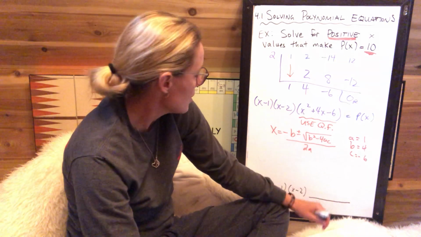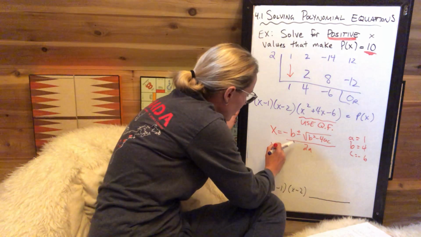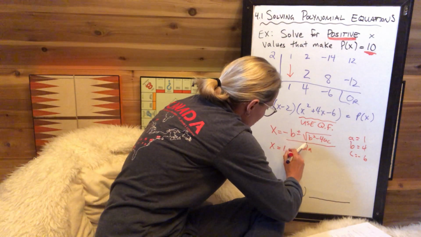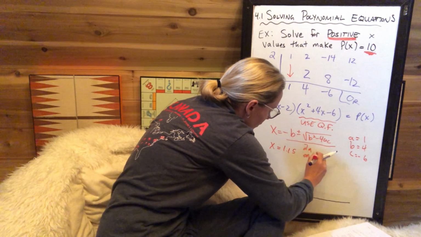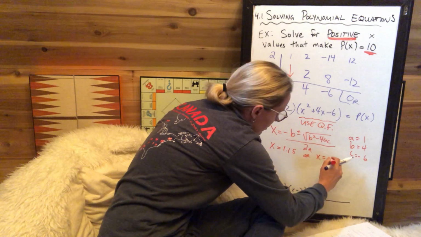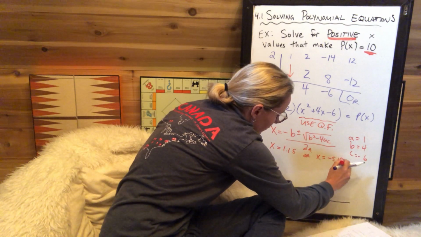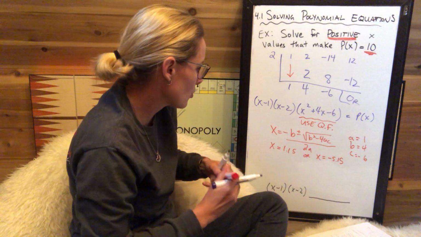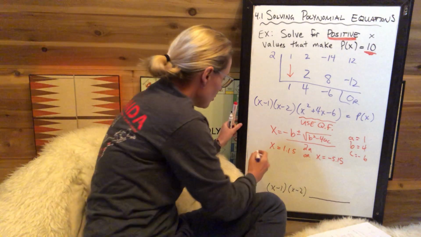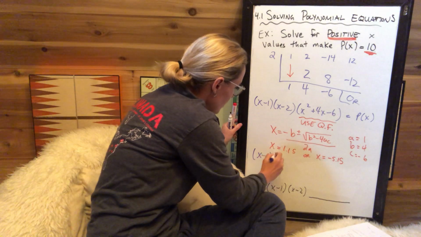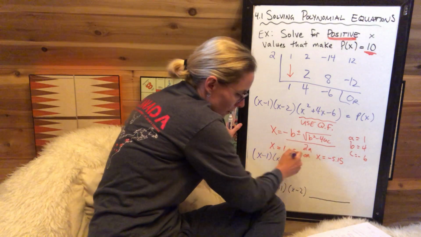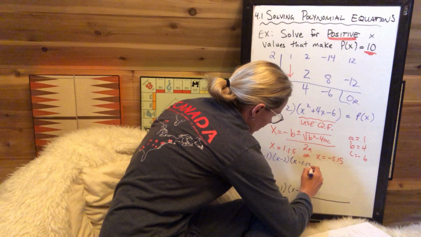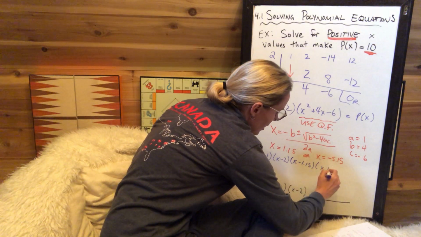It's grade 10 math. So when I plug these numbers in, I'm not going to write it all out, you will get two different answers for x. You will get x equals 1.15, and you will get x equals negative 5.15. So if you're looking for the total of what this equals, we're back here: x minus 1, x minus 2, x minus 1.15, and x plus 5.15.